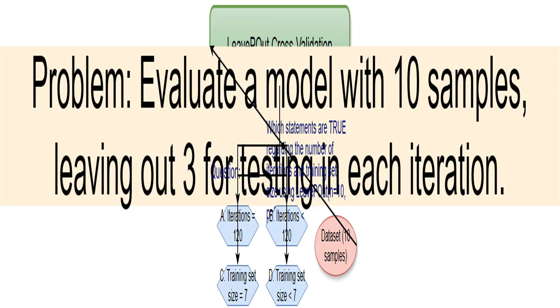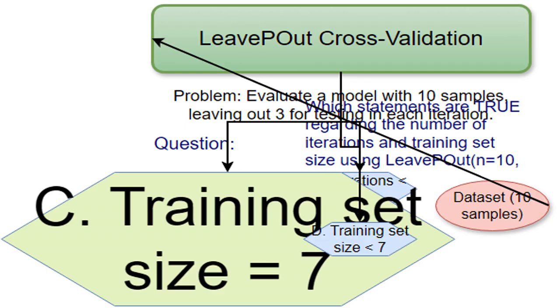I want to evaluate my machine learning model by creating many different training testing sets. In each evaluation, I will leave out exactly 3 data points for testing, and the rest will be used for training. We are working with a small dataset containing only 10 samples. This will influence the number of training testing splits we can create.